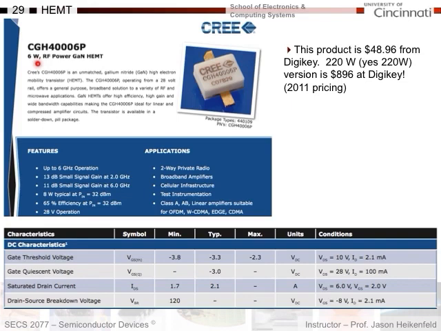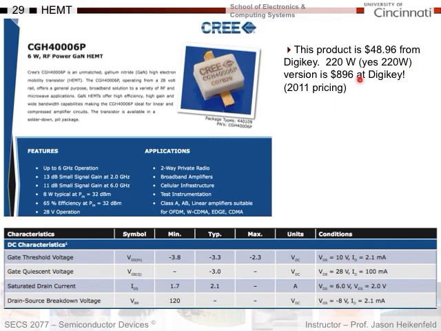One of the most interesting things for this one is the pricing. This product here, this is 2011, it's probably dropped a little bit since then, but this exact product is $48 from DigiKey, okay? And I think this is the 6 watt version. If you want the 220 watt version, yep, I said 220 watts, you can get it for $900 at DigiKey.